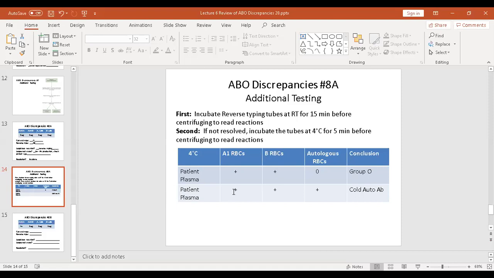If, however, we get reactions with A1, B cells, and their own cells, it could mean they have a cold autoantibody. Remember, whenever a patient is reacting with self, it means they are agglutinating their own red cells. So that could pop up as well. I have to mention it.